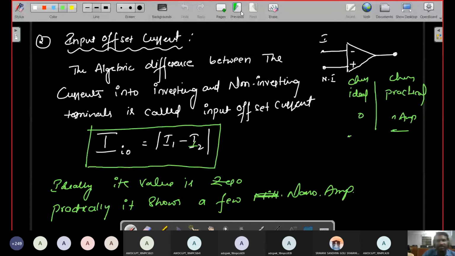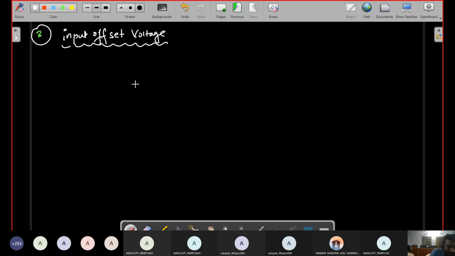Okay, next topic, input offset voltage. Next, third definition, input offset voltage. So what is input offset voltage?